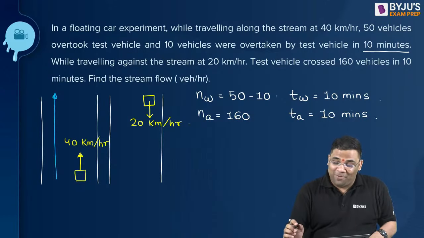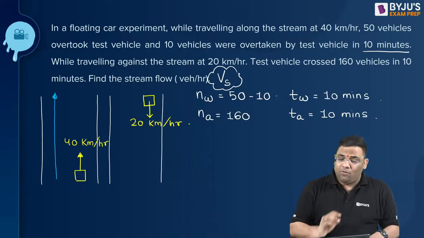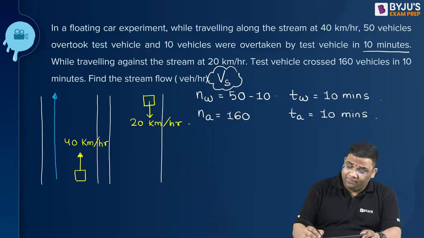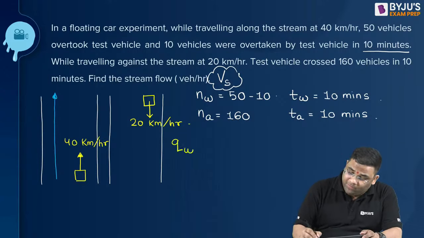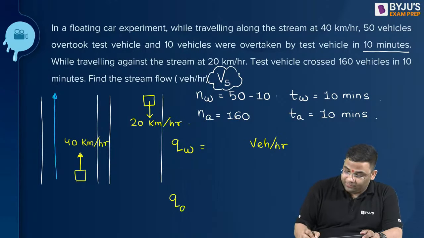What is asked is to find the stream flow. Stream flow means your VS. We have to find out VS. Now, first, from the given data, can you give me QW and QA in vehicle per hour?